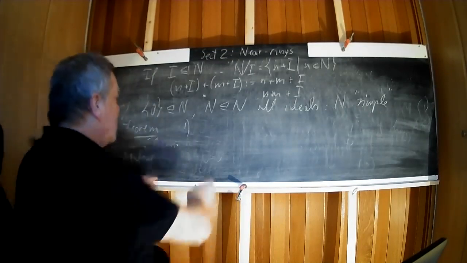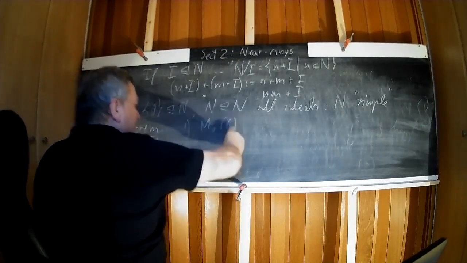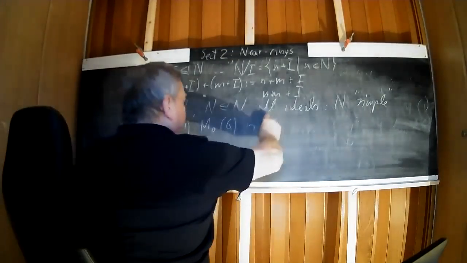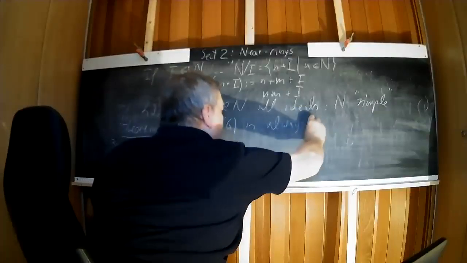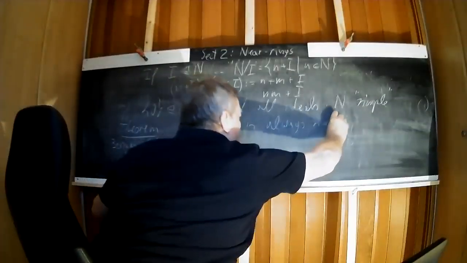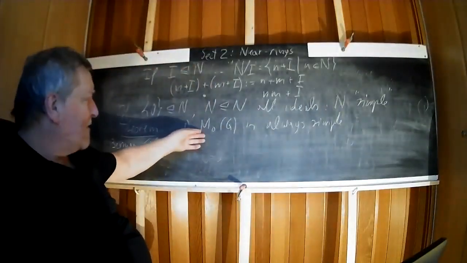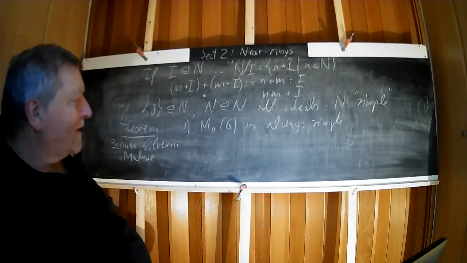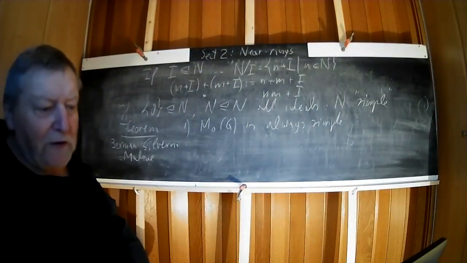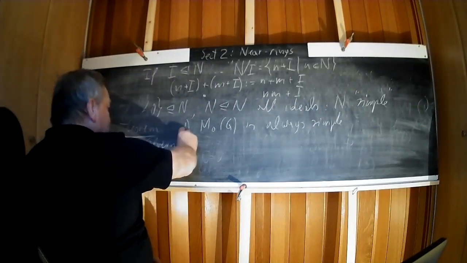The first thing is that M naught of G is always simple. So despite the fact that it's a really big near-ring, it's simple in the sense it has no non-trivial ideals. What about M of G itself?